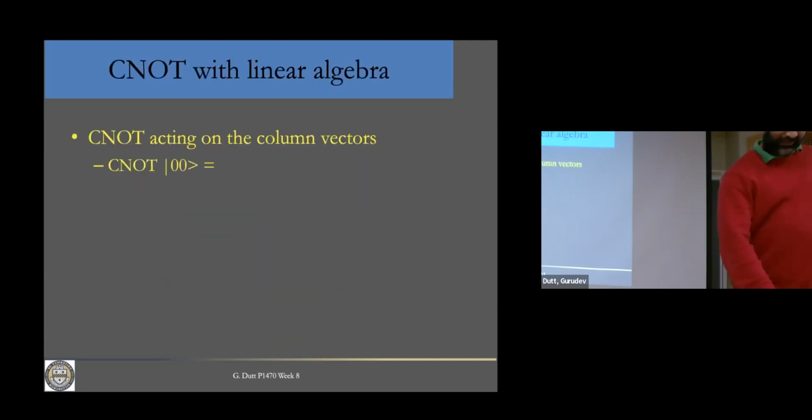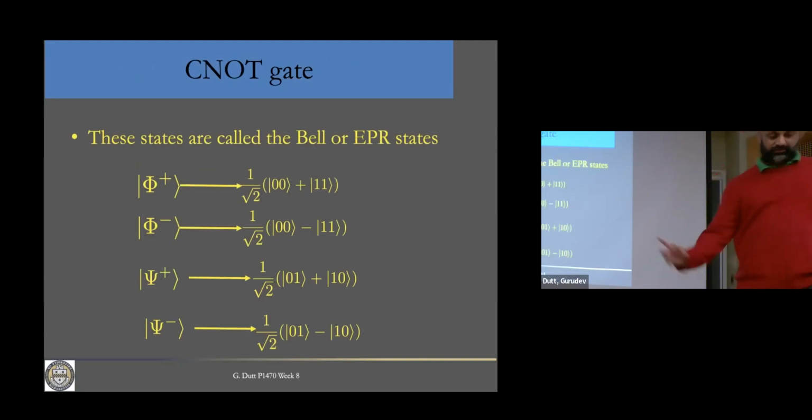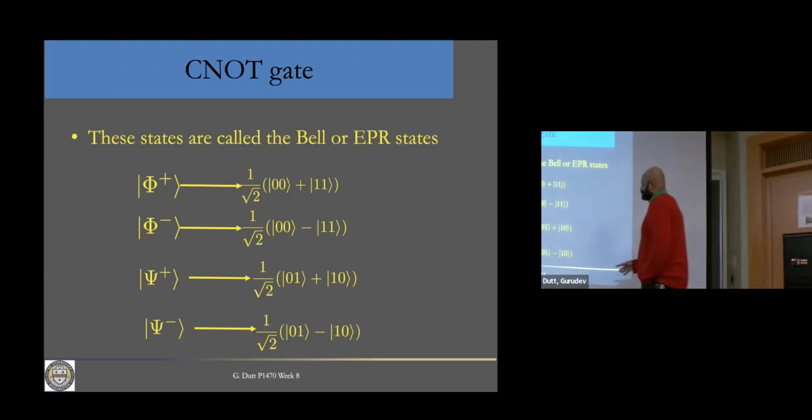Okay. All right. Any questions on this last thing here? These states are why C naught produces entanglement. Is that clear to everyone?